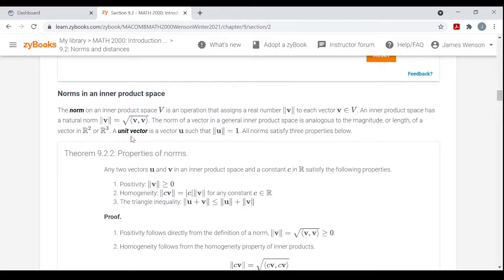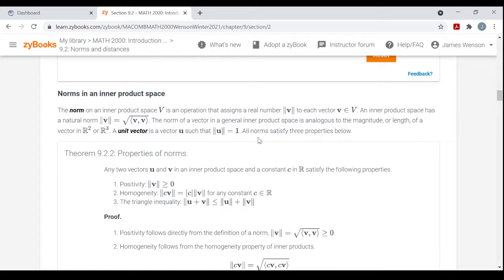And here's another word you've seen before in Euclidean space. We've talked about unit vectors before. A unit vector is a vector, u or whatever you want to call it, that they're using u here for unit, such that the norm of u, or the magnitude of u, or the length of u, is 1 unit. And all norms, whether it be this natural norm, and we're going to be using the natural norm very, very often. This is how I'll define the norm in most cases.